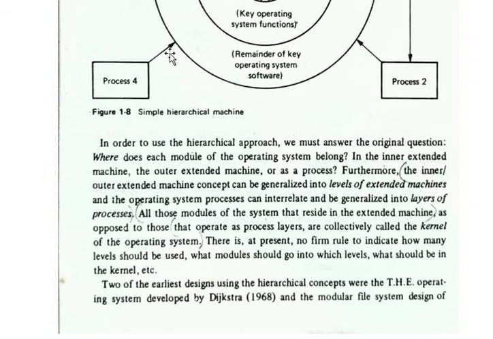So the arrow on the side is the point. All together generalized into layers of process. Okay. All those modules of the system that reside in the extended machine, as opposed to those that operate as the process layer, are collectively called the kernel of the operating system.